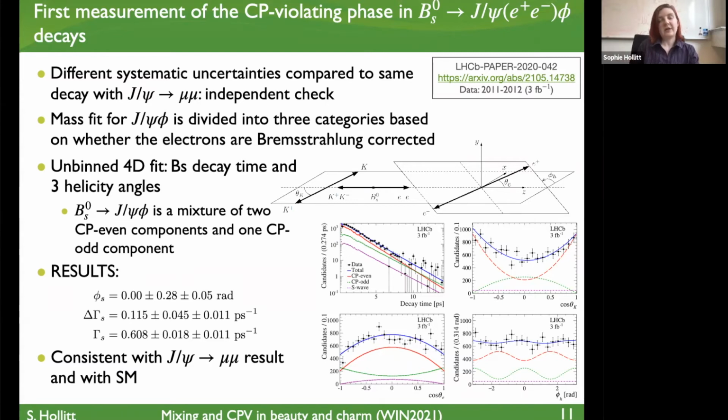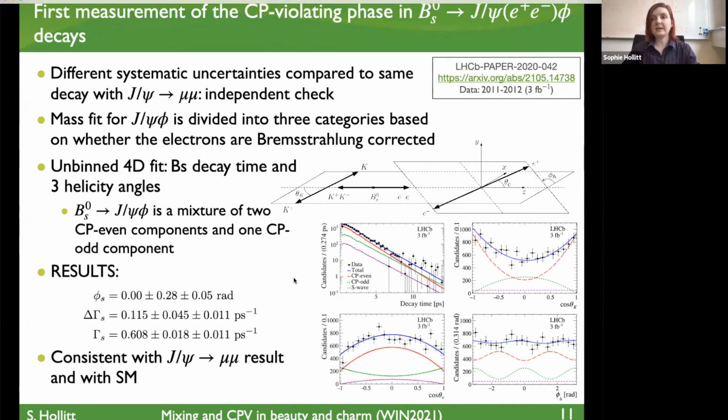And for a further check, the mass fit here is divided into 3 categories based on whether the electrons are Bremsstrahlung corrected or not. So to get a result here, it's an unbinned fit. We have the B_s decay time and 3 different helicity angles. And so in this plot here, we have the decay time and the 3 helicity angles in the fit, divided up into which states they come from. So we have 2 different CP even components and 1 CP odd component.